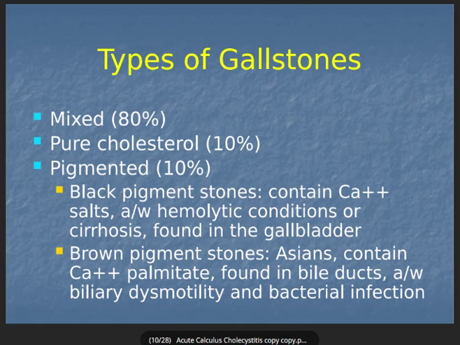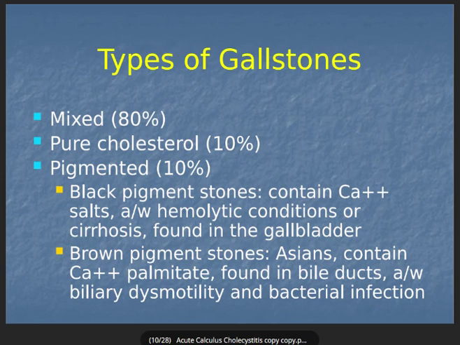The pigmented stones are of two types. The black pigment, which is the one we know. They are usually associated with hemolytic diseases. You will only see them in patients with hemolytic diseases, thalassemia, sickle cell, and spherocytosis, who get hemolysis and develop a high level of pigments in the bile.